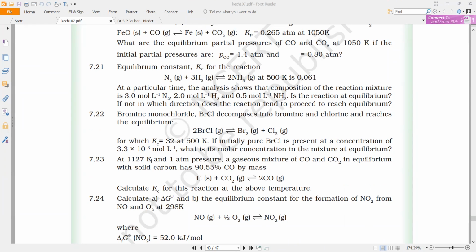Bromine monochloride, BrCl, decomposes into bromine and chlorine and reaches equilibrium, for which the Kc they have given to be 32 at 500 Kelvin. If initially pure BrCl is present at a concentration of this many moles, what is the molar concentration in the mixture at equilibrium? So see, आपको initial दिया हुआ है.